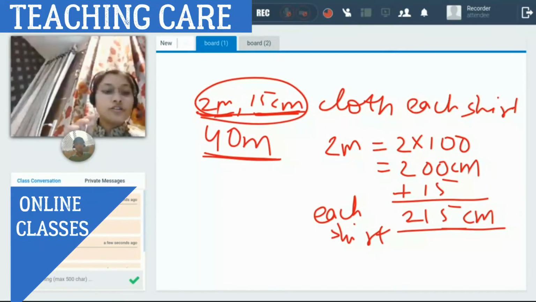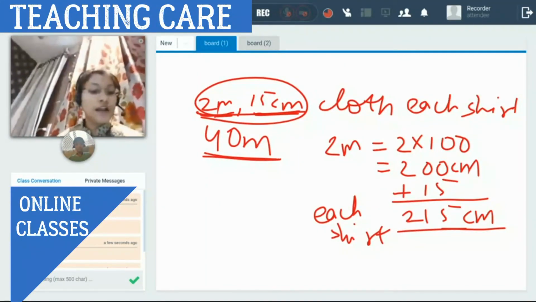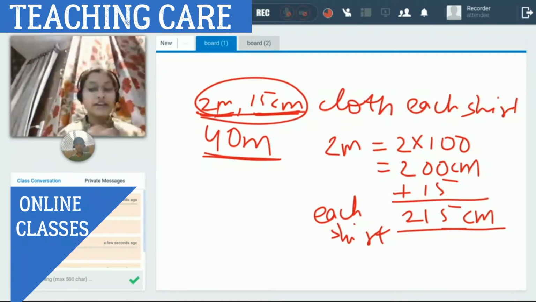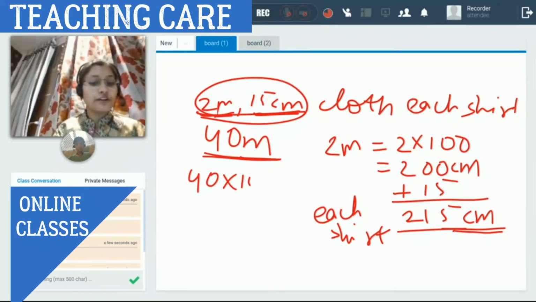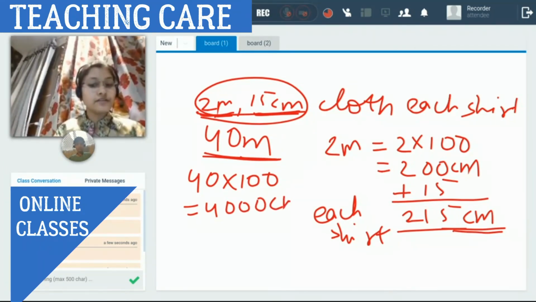Total I am here now. When we are going to multiply, divide, add, subtract anything, the units should be the same. So if this is in centimeter, I have to convert this also in centimeter. 1 meter is 100 centimeter, so 40 meter is 40 into 100, that is 4000 centimeter. So this is the total cloth I am having.